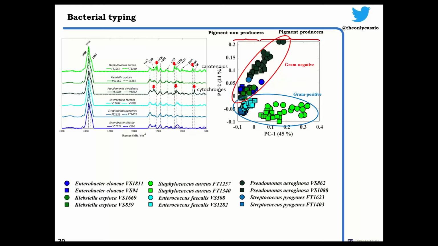So for example, if we had used 785 as probe instead of 532, we would not see the peaks associated to pigment. So we wouldn't have the resonance Raman effect. And we would probably see a similar pattern compared to what we saw with the infrared signatures.